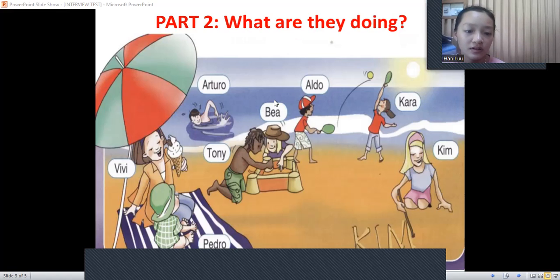This is a picture of many people on the beach. Maybe they are on holiday. So please tell me, what are they doing? You can use my computer mouse to show the picture. Yeah, okay.